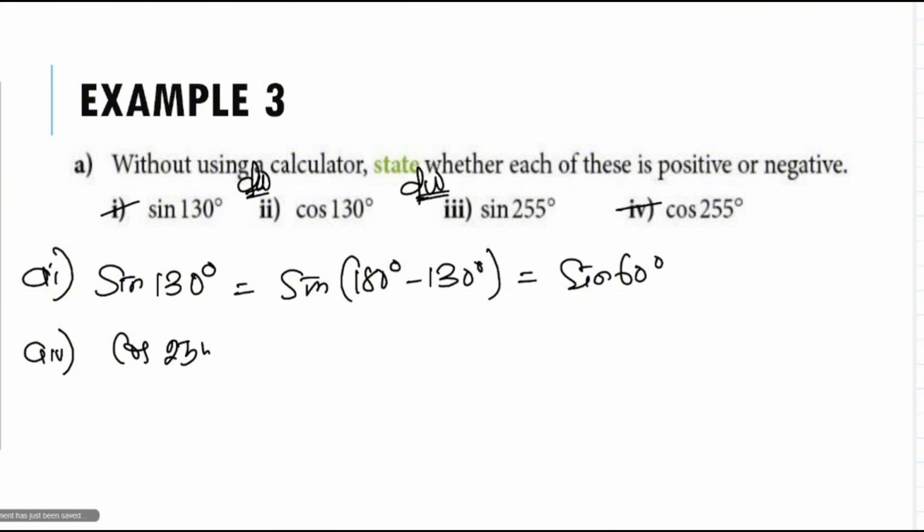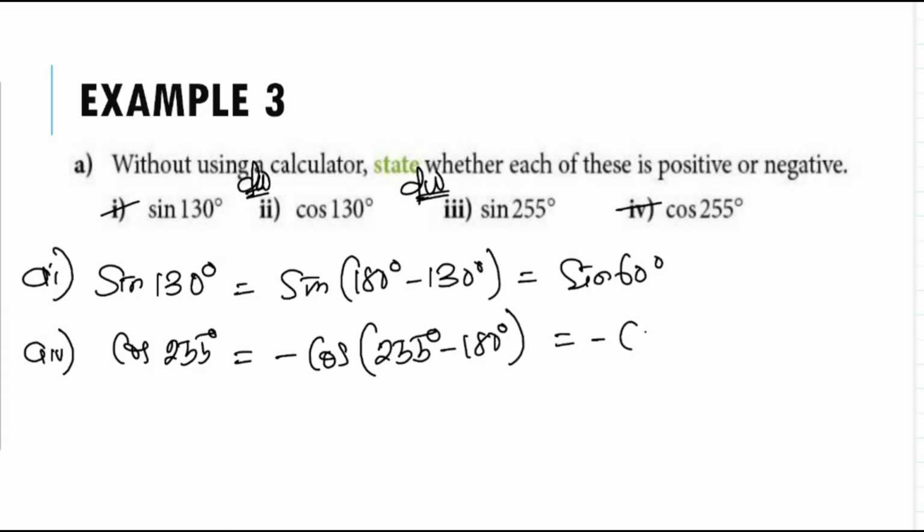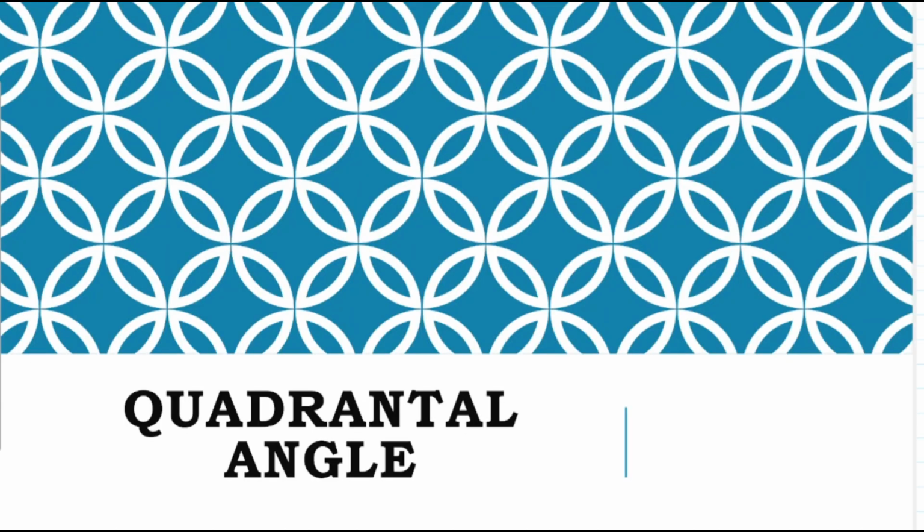So cos 255, which quadrant is it? Third quadrant. So cos is negative there, that is minus cos 255 minus 180, and that is minus cos 75 degrees, right? 75 degrees, so it's negative. So do the remaining one like that. So guys, this is how to find the trigonometric ratios of angles between 0 degree and 360 degree, and how to determine their signs. So you use your CAST and then you use your reference angle formula. So in our next lesson, we'll be looking at quadrantal angles.